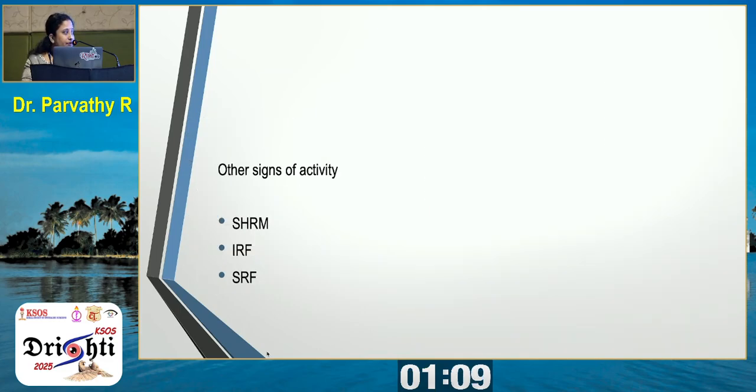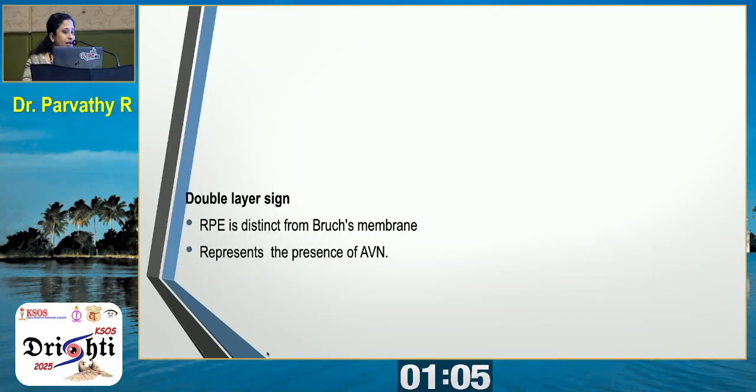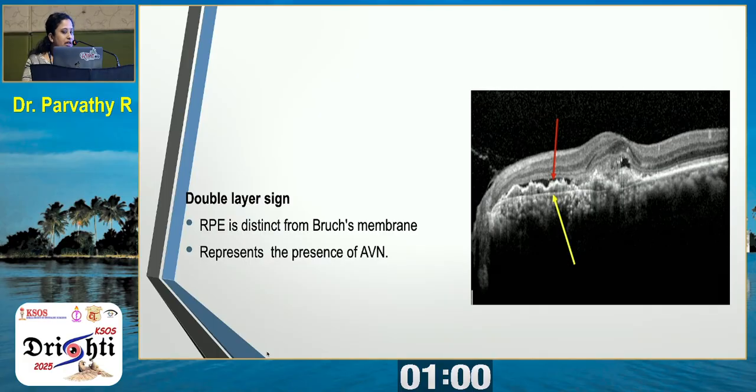Then other signs of activity like hyperreflective material, intraretinal fluid, and subretinal fluid can be seen. And we have the double layer sign, in which there is shallow detachment of RPE distinct from Bruch's membrane, and there is hyperreflectivity in between the layers. It represents the presence of an abnormal vascular network.